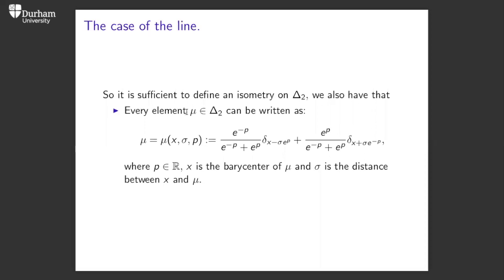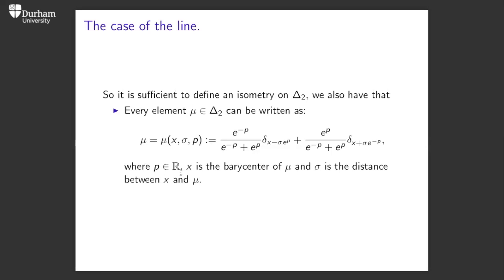And notice that we also have that the measures in delta 2 can be written in terms of 3 parameters, x, sigma, and p, which take this form. The number p will hold the information on how much mass is given to each atom. X is the barycenter of the measure, which always exists and is unique. And sigma will be the distance between the barycenter and the measure. And these are just the atoms, which are written in terms of these quantities.